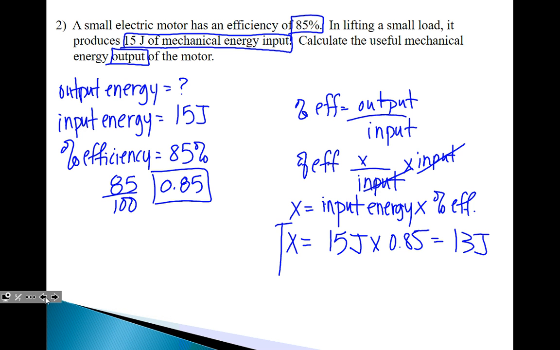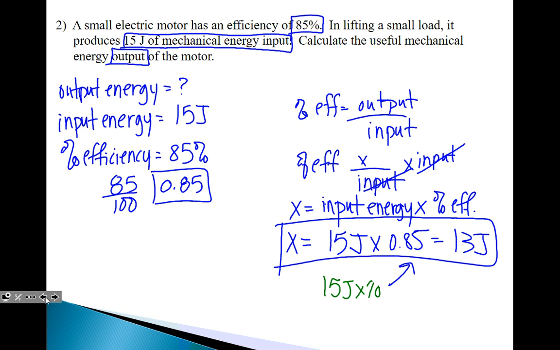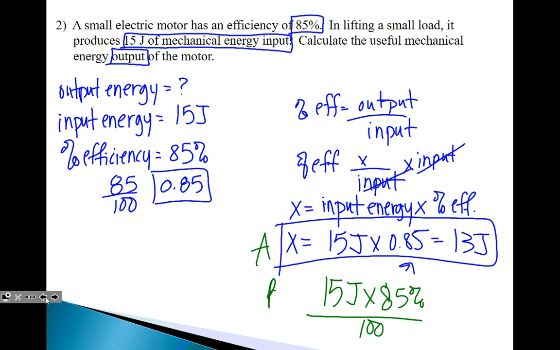Very important, guys, that you use this in your math. If you use the 85%, if you go 15 joules times 85%, then you have to divide by 100. So this is your option A of how to do it, and this is your option B of how to do it. Either way, you're going to get the same answer with just 13 joules.